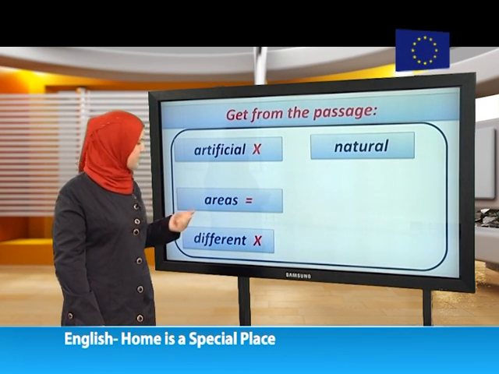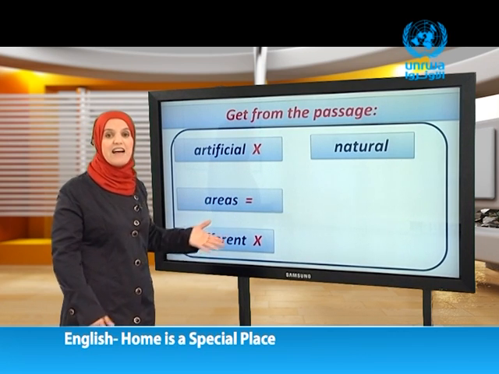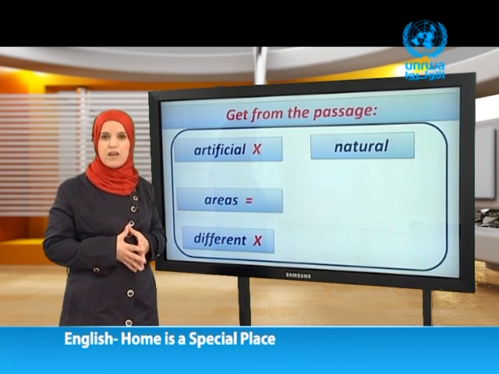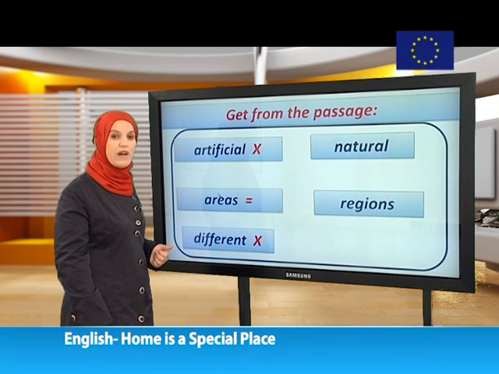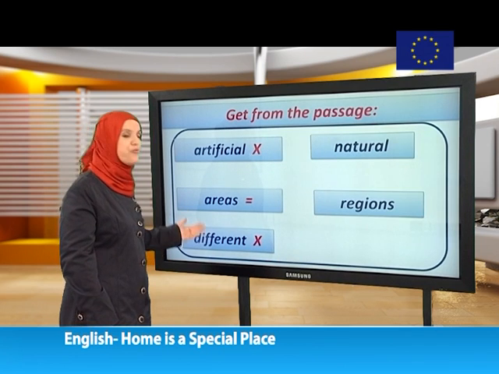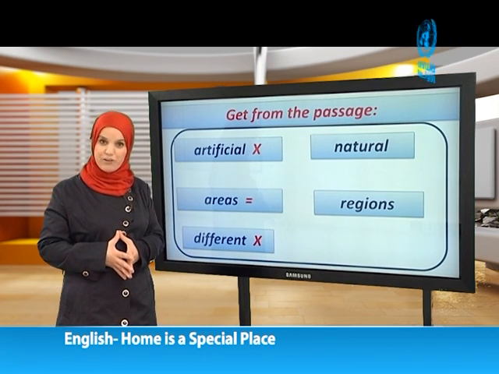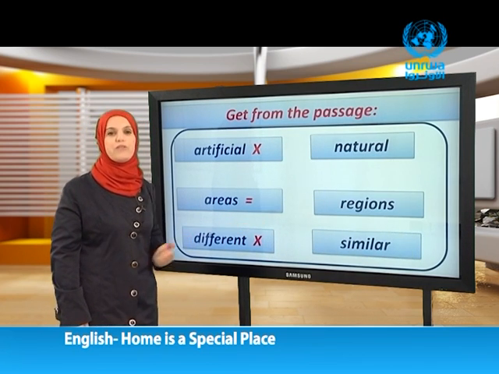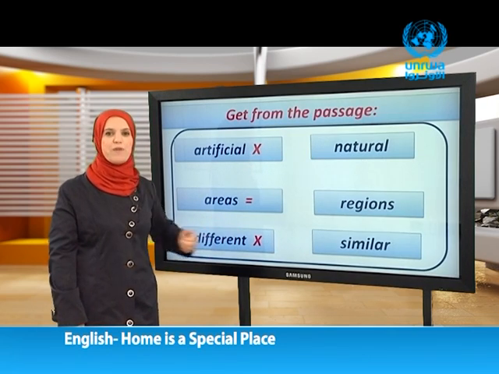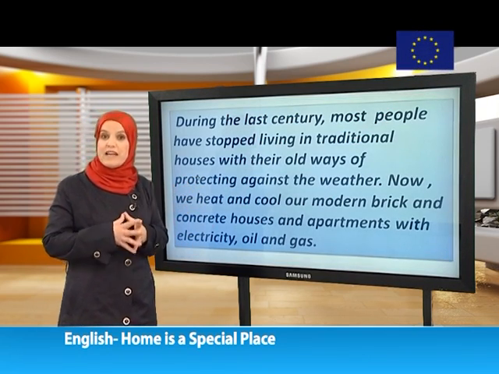Areas, this is a noun. What is the word that has the same meaning? Areas means regions. And the last one, it's an adjective, different. What is the opposite of different? Great. The opposite of different is similar. مختلف, متشابه. Now, let's move to the next paragraph.